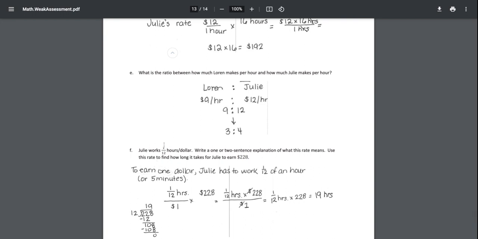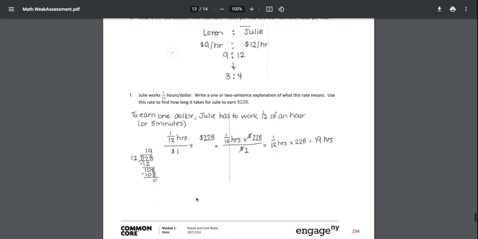This is a little bit tougher. Hours per dollar. So Julie works 1 hour and earns $12. Write a 1 or 2 sentence to describe what that means. To earn $1, Julie has to work 1/12 of an hour, or she works 1 hour to earn $12. Either way works. Use this rate to find how long it takes for Julie to earn $228.